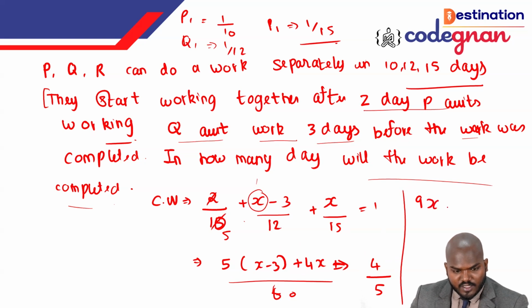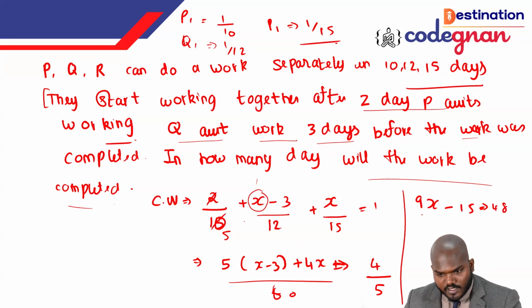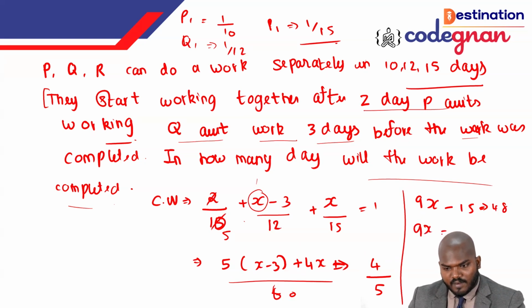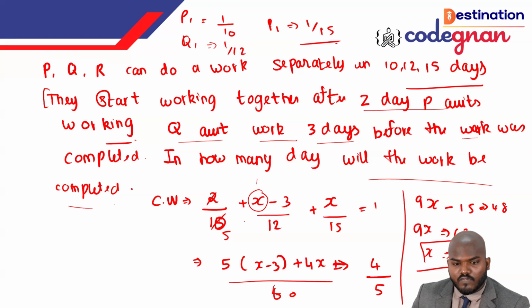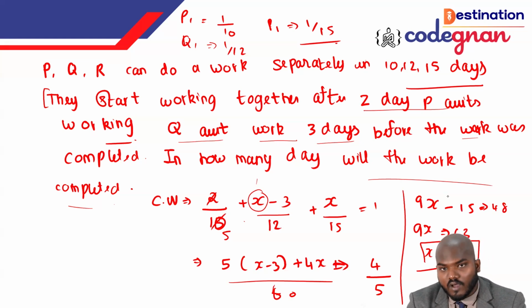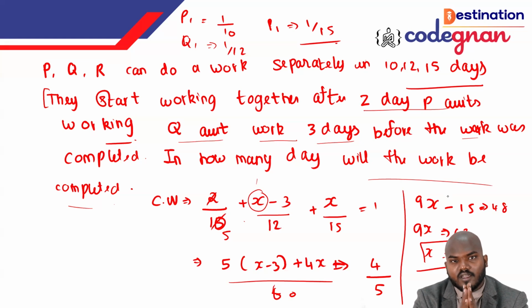Okay, that is 9x minus 15 is equal to 48. If the 48 goes this side, it will be 63 there. So x is equal to 9 times 7, that is 7 days. So the total time to finish the work is 7 days. It takes 7 days to complete the work. That is the answer to the question.